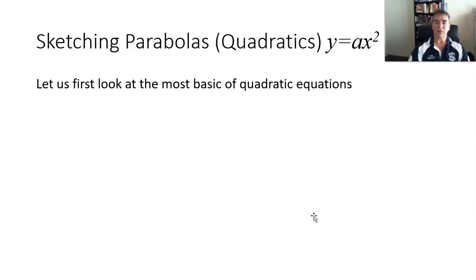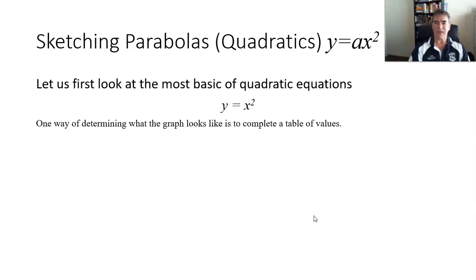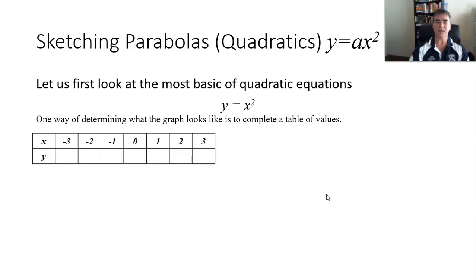So what we'll do is we'll start off with the most basic of quadratic equations, and that is just y equals x squared. To do this, we're just going to complete a table of values and see what happens, because we're probably used to looking at a table of values and plotting those points to see what the line or curve looks like. So here's our table of values. And we're going to substitute in each of these x values into this quadratic equation here, and then we're going to square them and see what our result is, and that will be our y value.